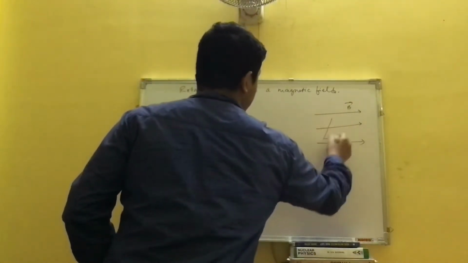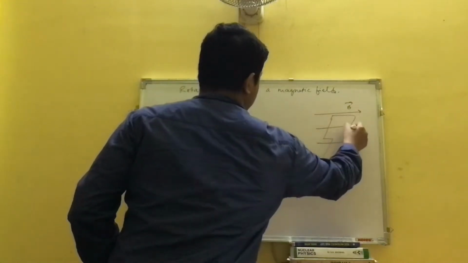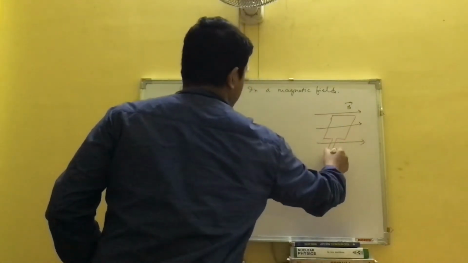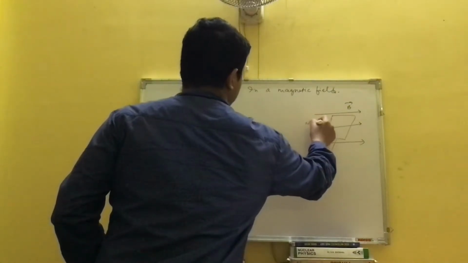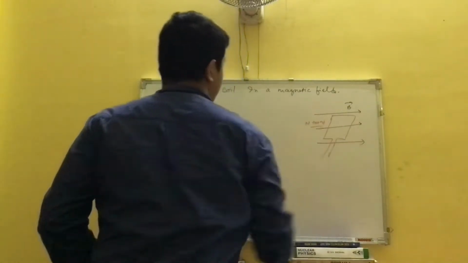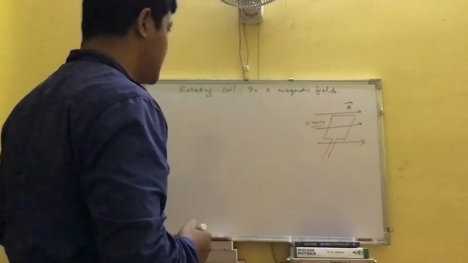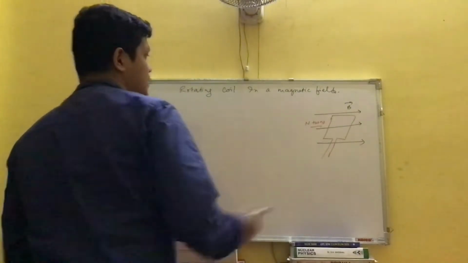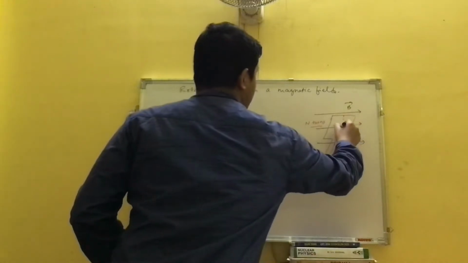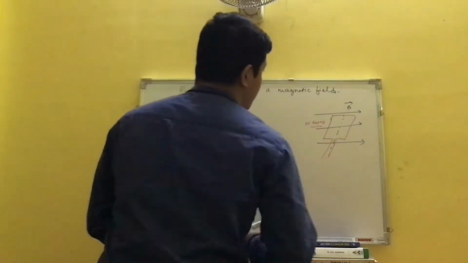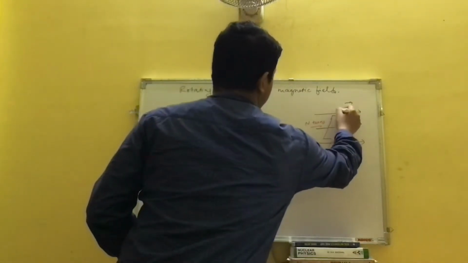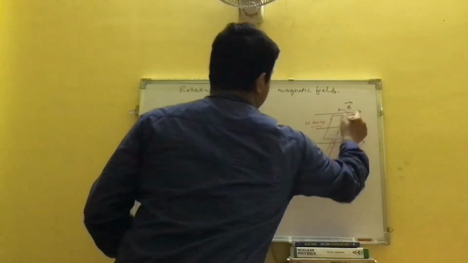This is a coil having n number of turns, and it is rotating with angular velocity, suppose omega.